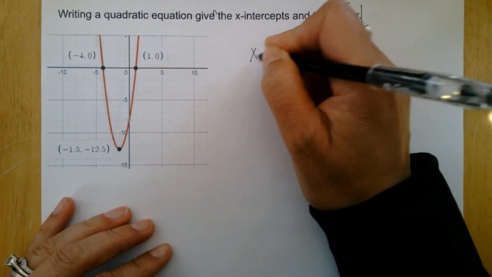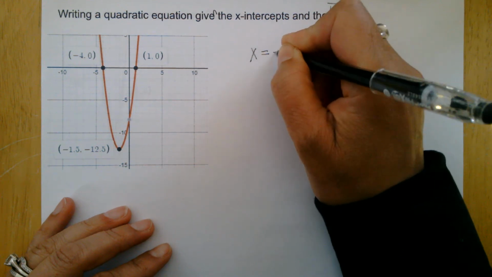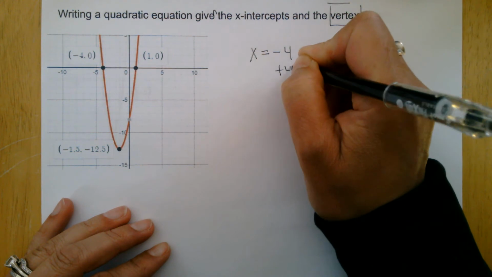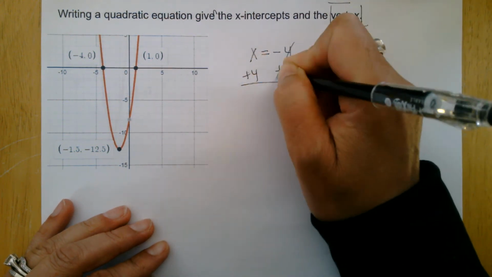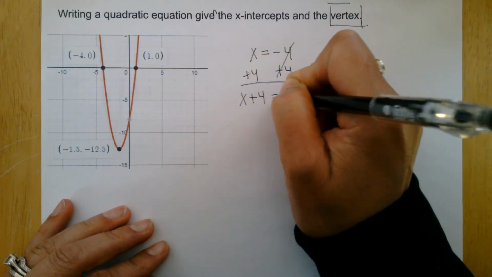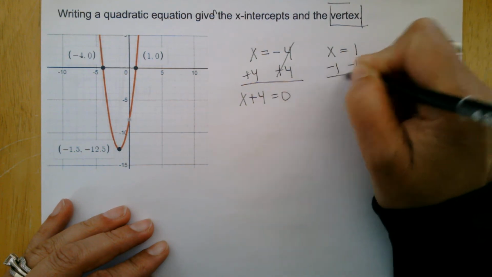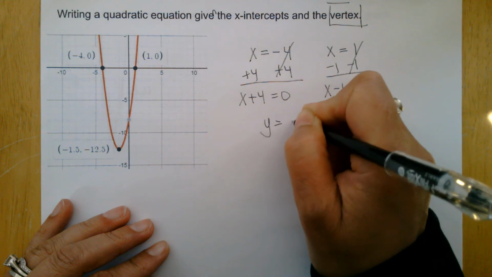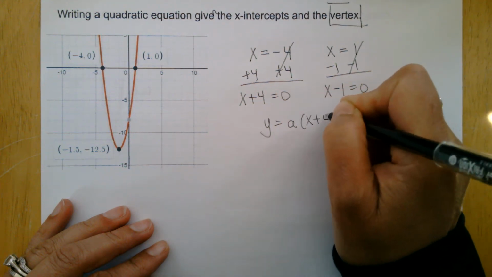Okay, so first let's set each x-intercept equal to 0. X equals -4, x equals 1. We're used to this part. We just did it in the previous example. That's why it feels familiar. Then, using our inverses, we're going to set each equation equal to 0. Now, substituting it in again.